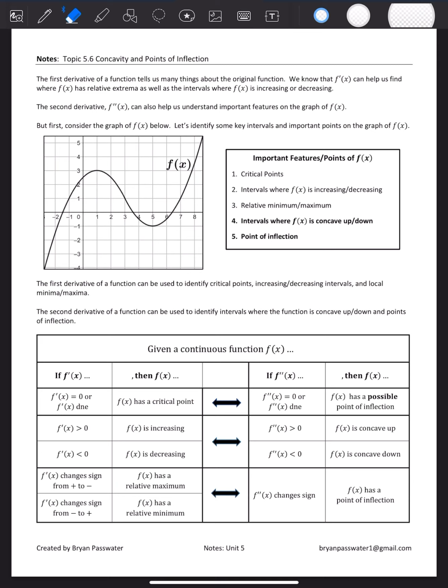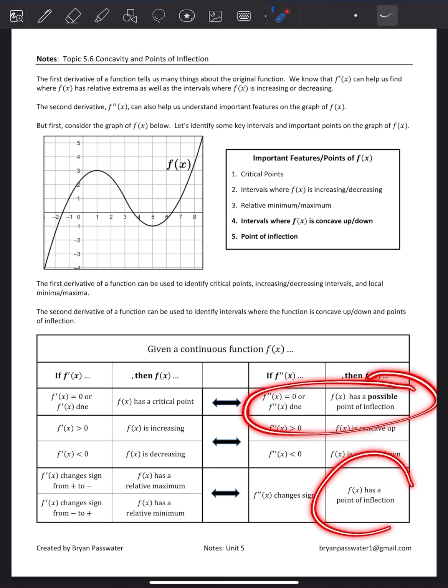On the other hand, if f double prime of x is equal to 0 or does not exist, then we have a possible point of inflection. We won't know until we do some more digging. If f double prime is greater than 0, then we know we are concave up. If it is less than 0, we are concave down. If we change signs of our second derivative at these critical points, then I know that that is a point of inflection.